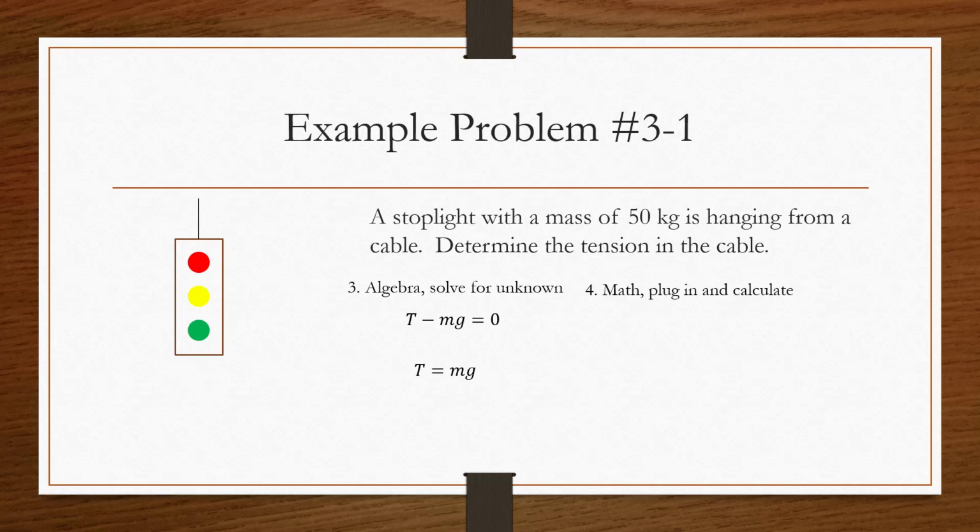From here, I could do some math. Plug in what I know and calculate. And so I can plug in the mass of the object, 50 kilograms. I know the acceleration of gravity g is 9.8 meters per second squared. And if I take 50 times 9.8, I get 490.